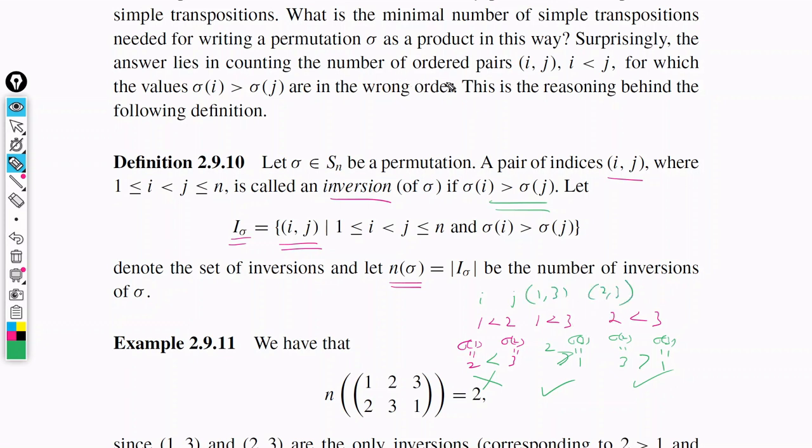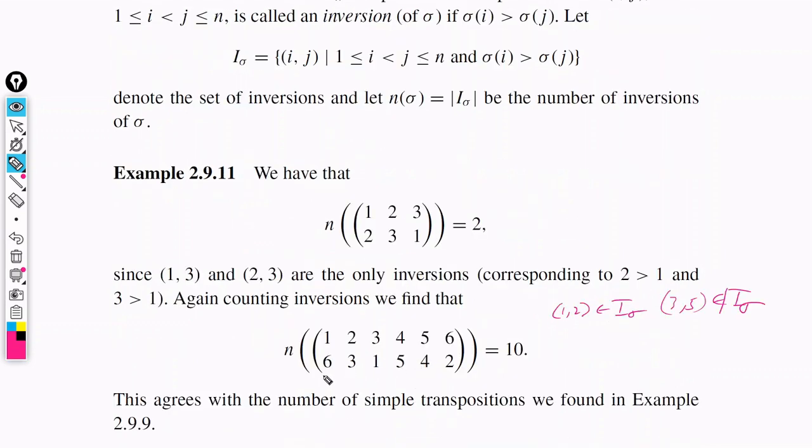We will see later that the minimum number of adjacent transpositions needed is exactly n(sigma). Similarly, you can find all the inversions of this permutation, and the number of inversions is equal to 10. For example, 1, 2 is an inversion that belongs to I(sigma), but 3, 5 is not an inversion, so it does not belong to I(sigma). Anyway, altogether there are only 10 inversions.